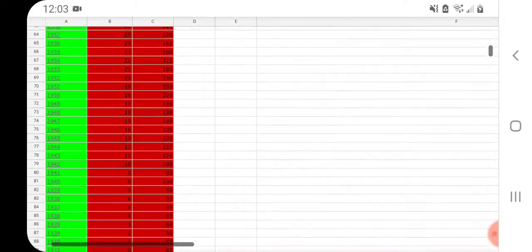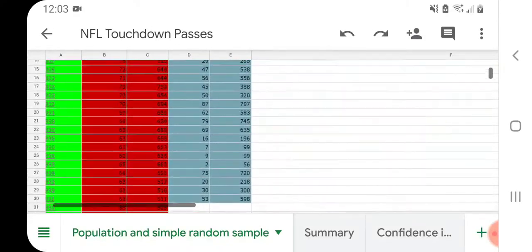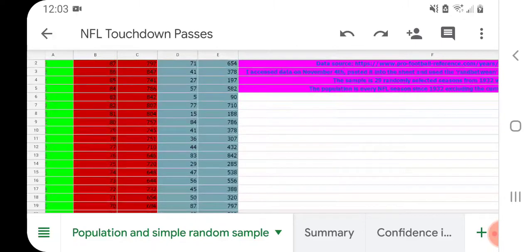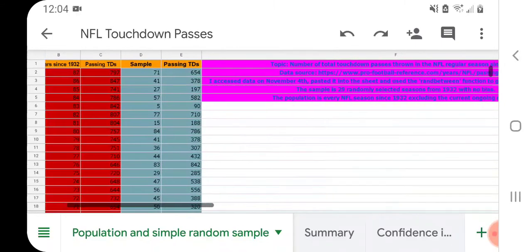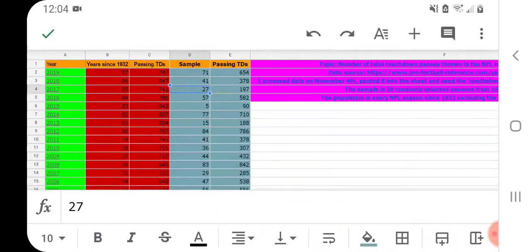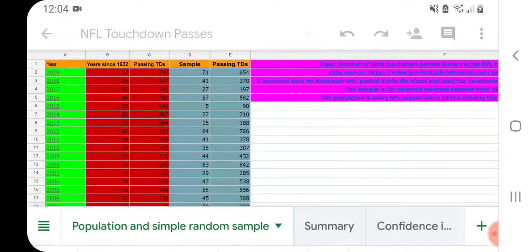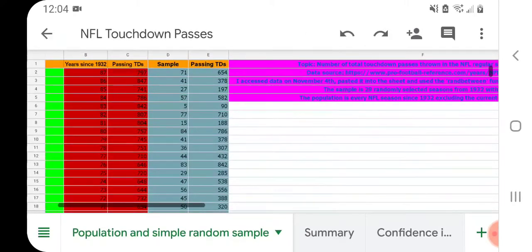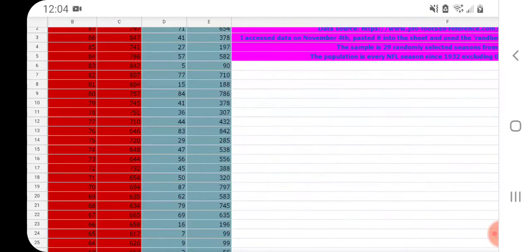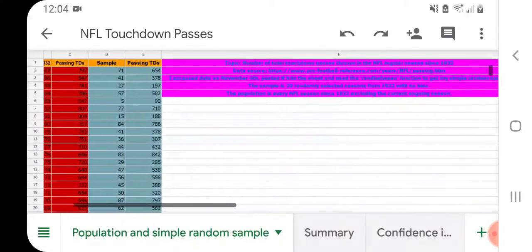You can see it was 87 seasons, so I decided to just do an even third of that and make a simple random sample of 29 seasons. I did that right in these two columns in turquoise. It's not really turquoise. I did that just by using the RANDBETWEEN function on Sheets. And then you can see that's 29 of them.